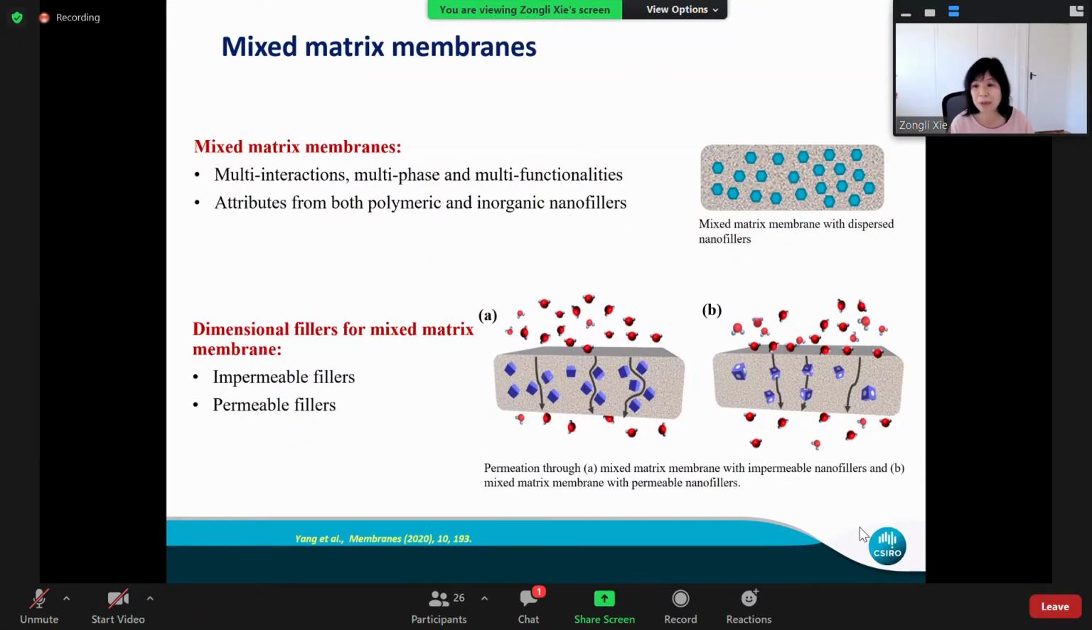For mixed matrix membranes, there are a range of nanofillers we could use. It can be either impermeable nanofillers, like zero-dimensional nanoparticles, or we could also use permeable fillers like nanoporous materials. But one of the key challenges for the mixed matrix membrane is how to form a uniform dispersion, or homogeneity, in the mixed matrix membrane. By achieving that, we can combine the features of both the nanofillers and the polymeric membrane.